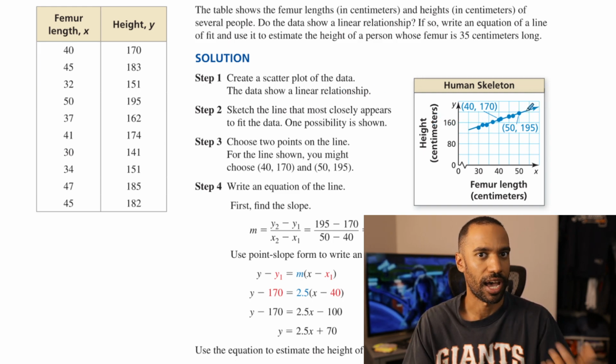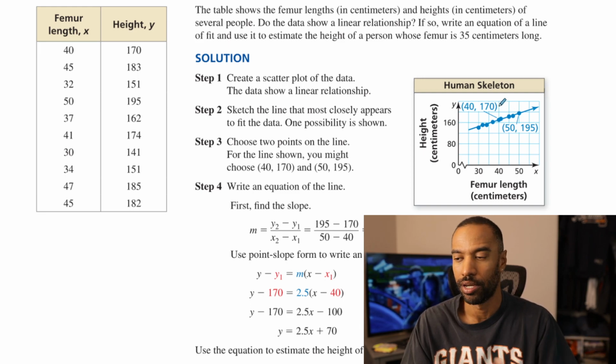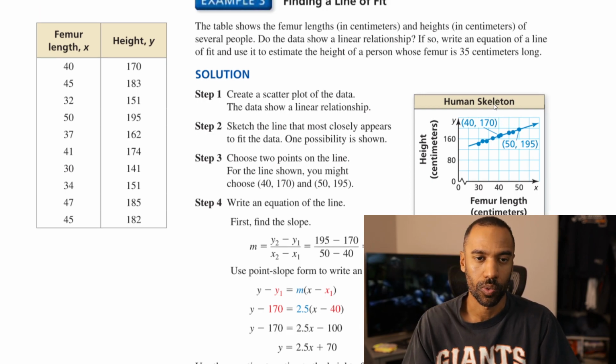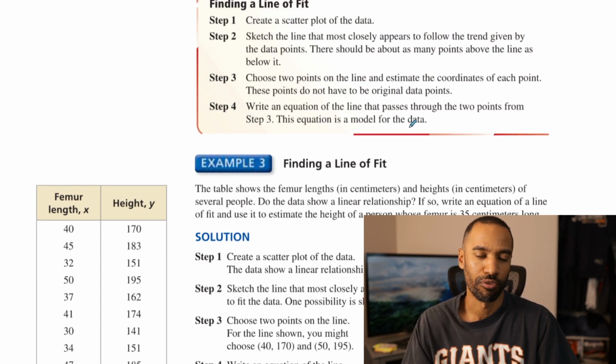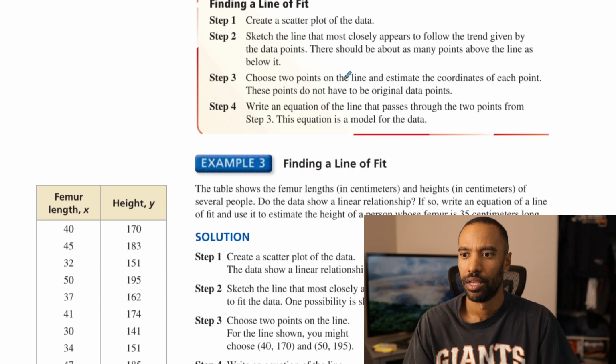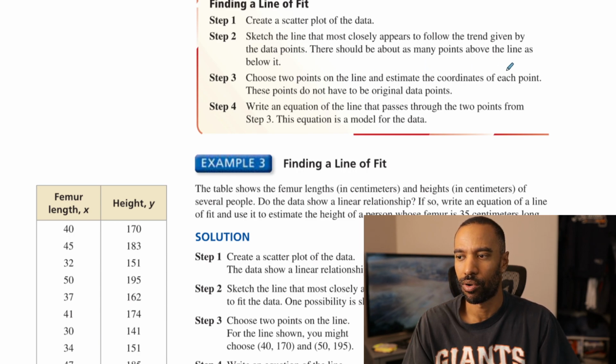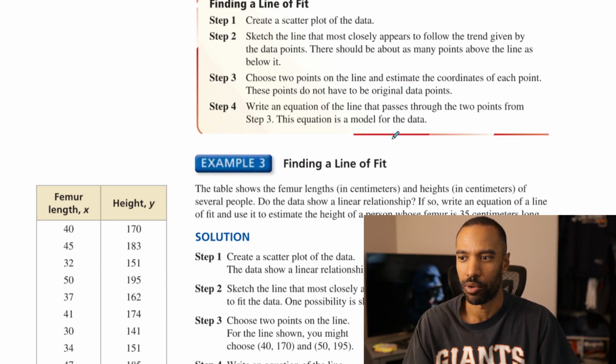This is something you're just going to have to eyeball, and I'll be doing the same thing. I'm just going to eyeball it. Your line may not be the same as mine when it's drawn. Mine might be better, mine might be worse. Or maybe we have our own versions of what's still okay. Choose 2 points on the line and estimate the coordinates of each point. These 2 points do not have to be original data points.